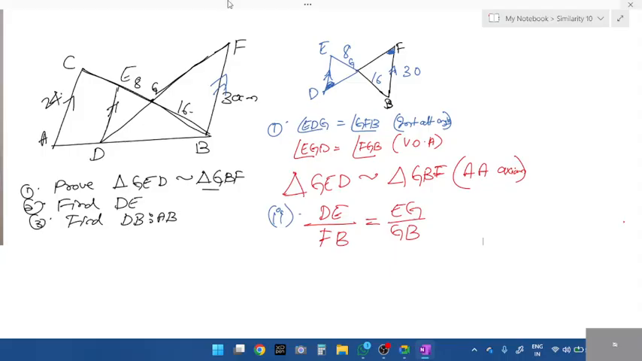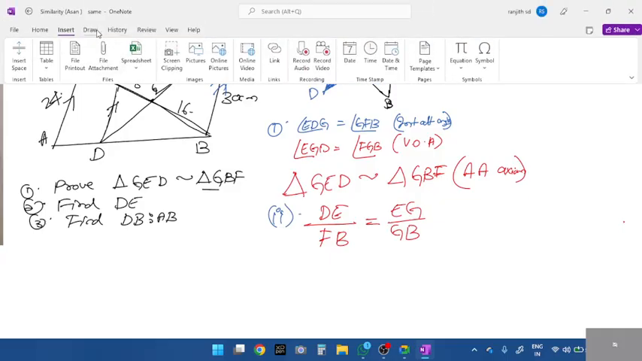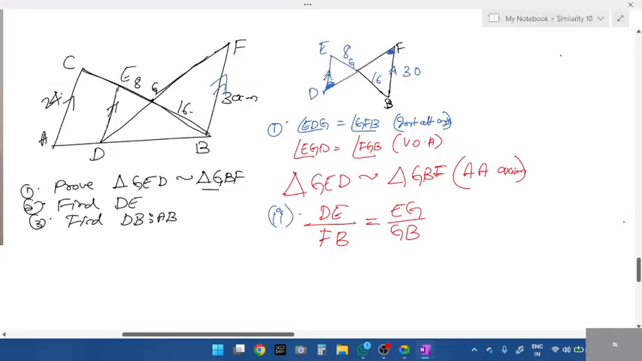And one more thing, where are the parallel lines, students? Is it in the same triangle or two different triangles? So we can't use BPT here. If you want to use BPT, the parallel line should be in the same triangle.